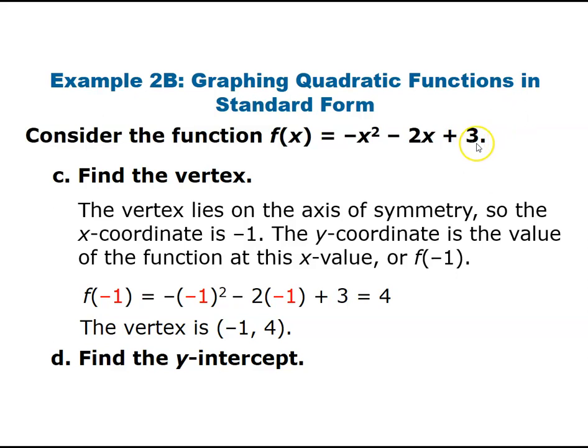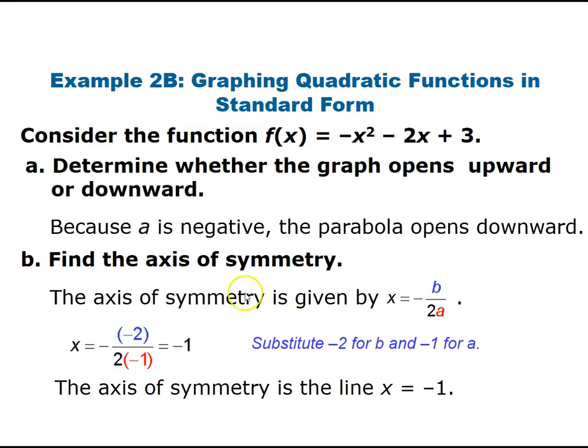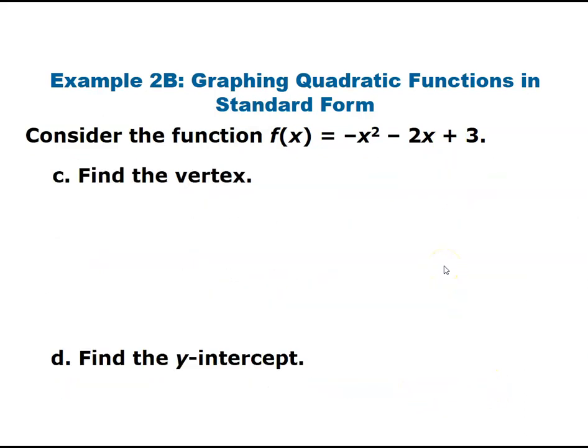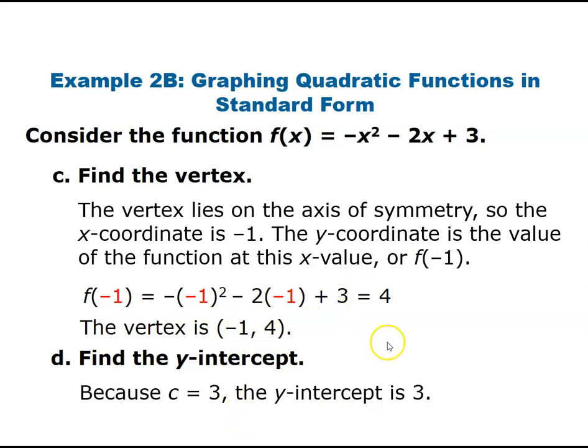Okay, so that is how you solve for that one, right? The c value is the y-intercept. How to find the vertex? Find first the axis of symmetry. The axis of symmetry is negative 1. So therefore you go back to the vertex, and we get negative 1 and positive 4. And then the intercept is 3.